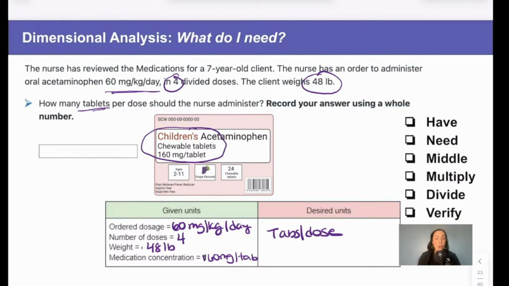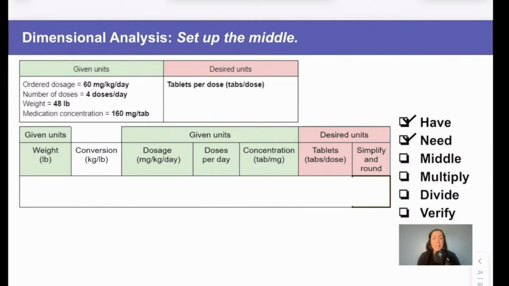So now that we have all of that information, we can set up the equation. Now remember, when we're setting this up, on the right side we put what we're looking for. So we're looking for our tabs per dose. And on the left side, we can plug in any of our numbers. Here, I'm going to start with the weight just to go ahead and get that converted. So we have 48 pounds, right? I'm going to check that off so I don't re-plug it in anywhere. And we're going to put that over 1.